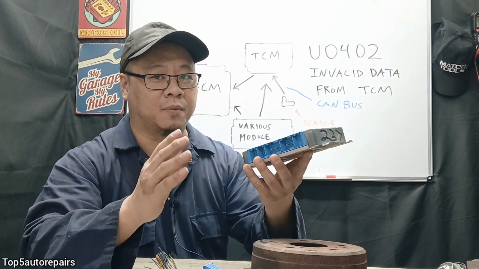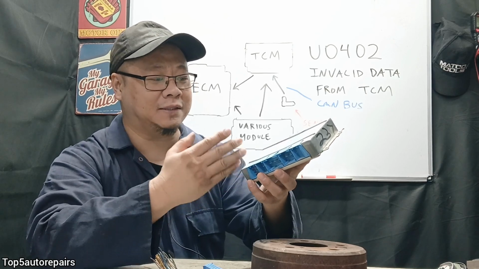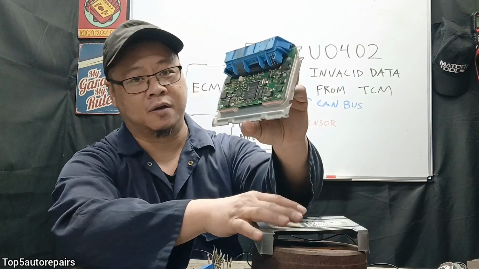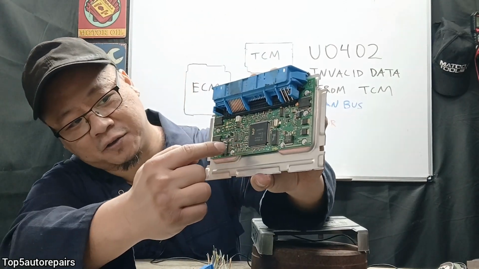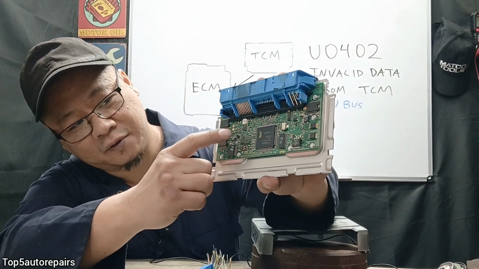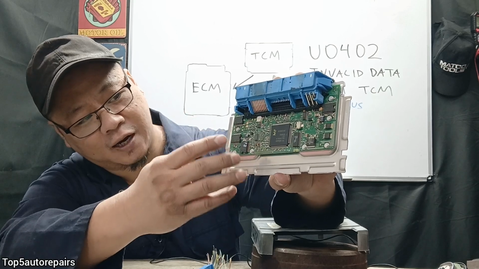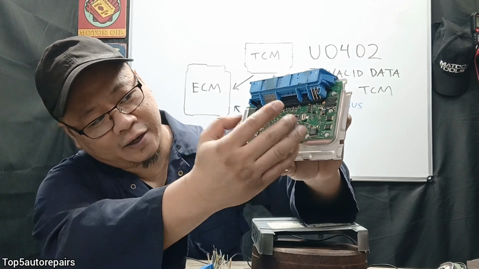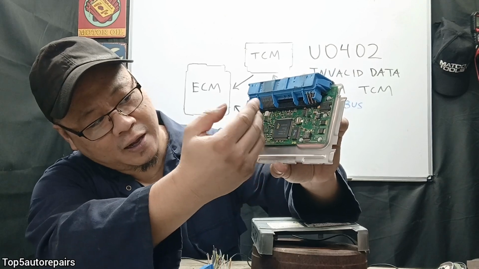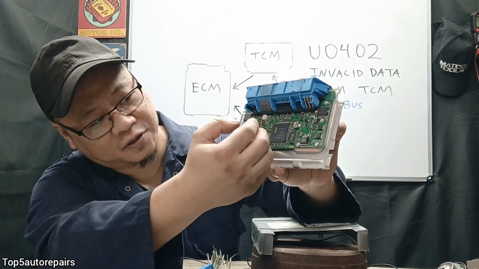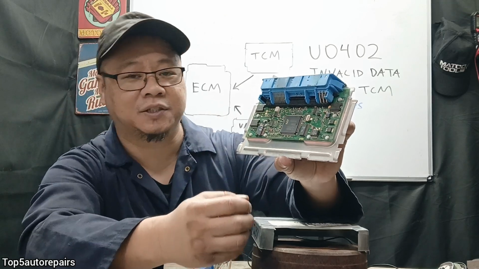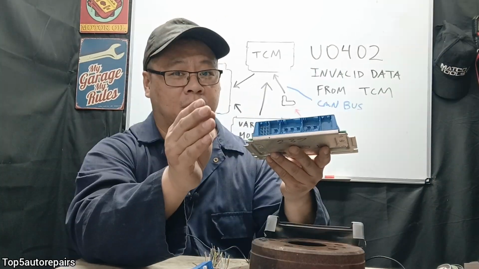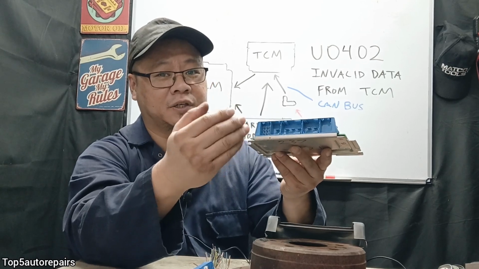Well, the first most common problem is you might have a bad TCM. Inside the TCM, there's going to be a circuit board. And if you look at the circuit board, there's going to be a lot of solder joints. Over time, the solder joints can become fractured, they can start to crack, and it can cause the circuit board and its little parts such as the resistors or capacitors to not make proper connection, and it can cause all sorts of issues.